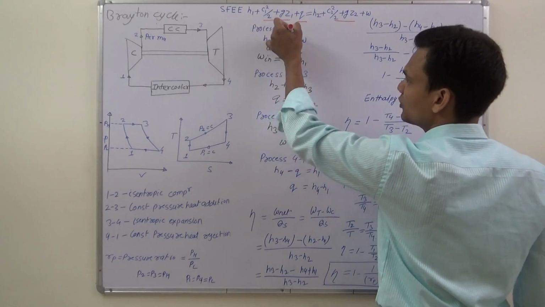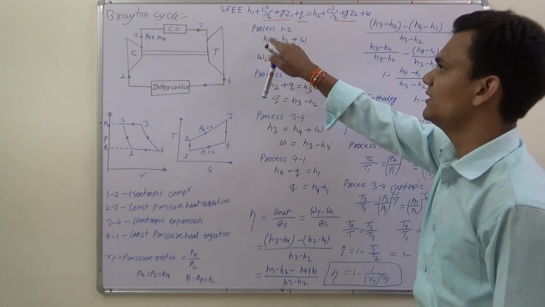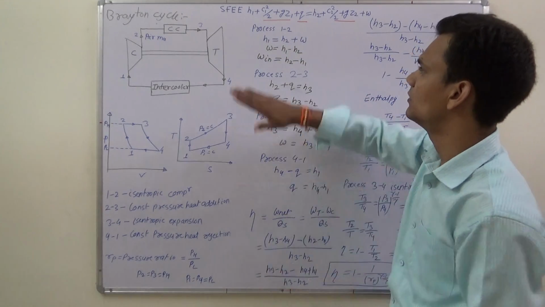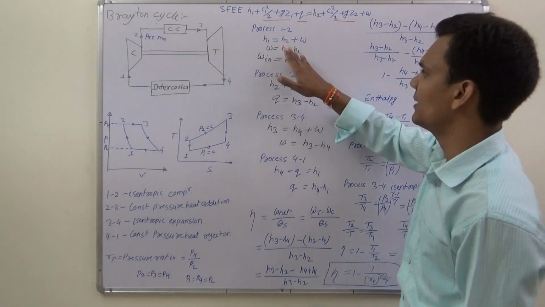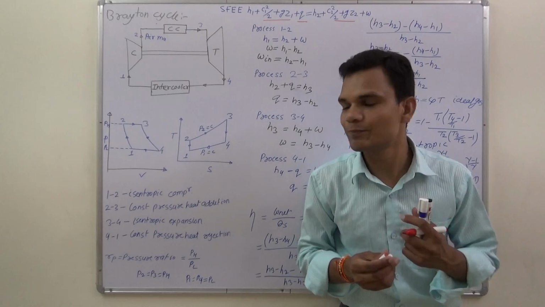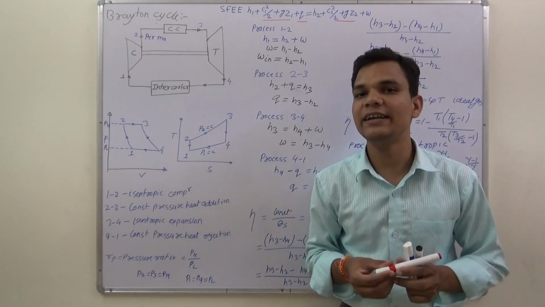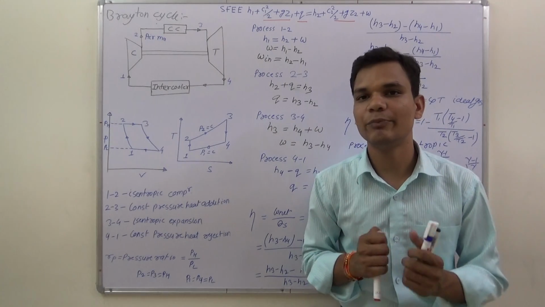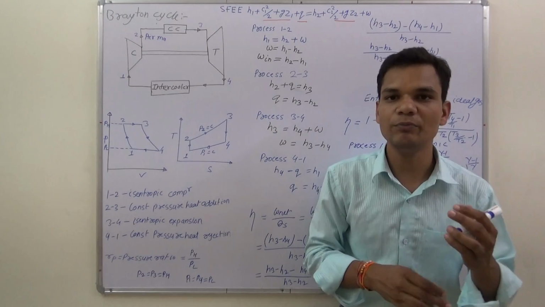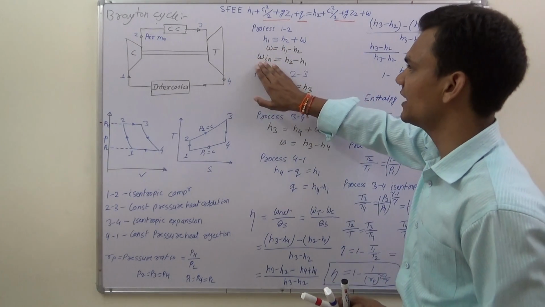Here I also write process 1 to 2, that takes place in the compressor. H1 is equal to H2 plus W. So we can write W is equal to H1 minus H2. But we know that the compressor is our work consuming device. So for a work consuming device we can take work input with the negative sign. If we want to modify this equation from negative to positive, we can write it in place of work input.